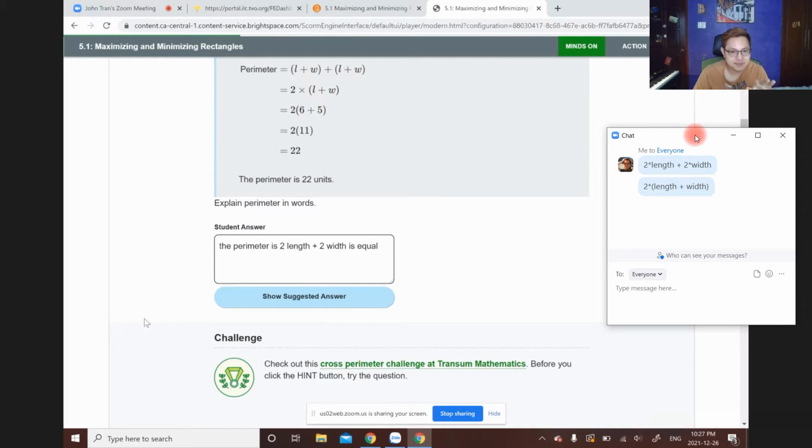Equal. Careful, that sentence is not grammatically correct. 2 length plus 2 width is already the object of a clause. So you have to add a comma, which is, and then start a relative clause. You know what I'm talking about? Relative clause? Okay, which is, yeah, which is what? You write it. 22 units.